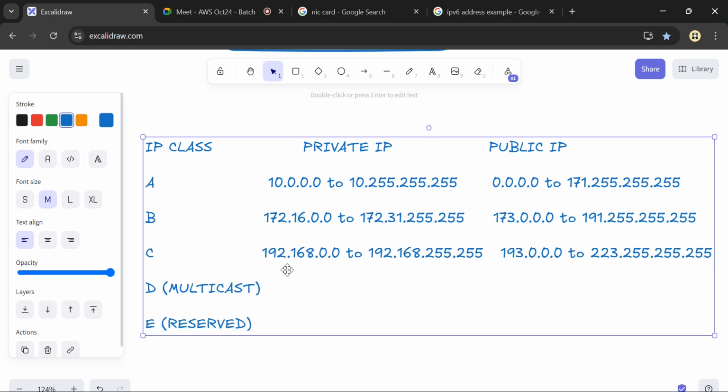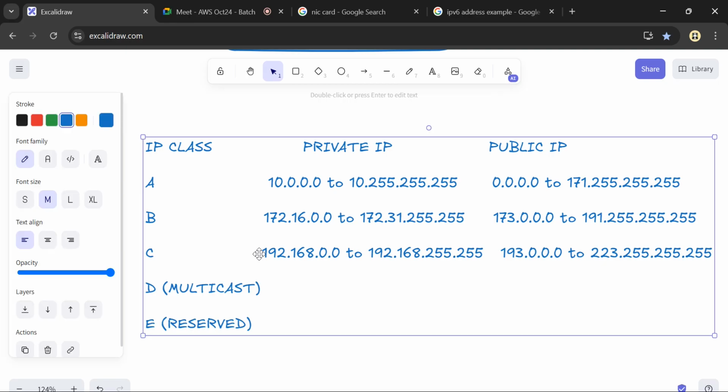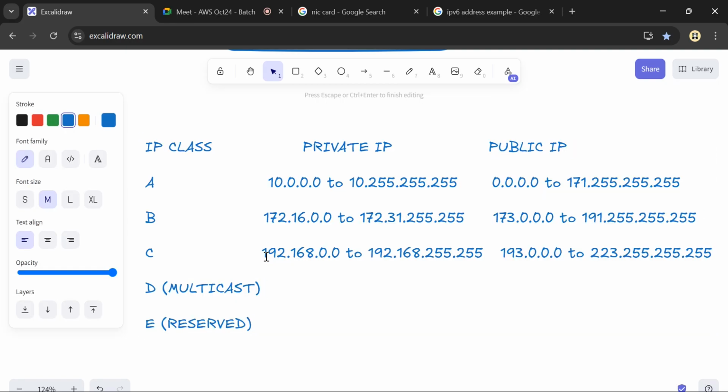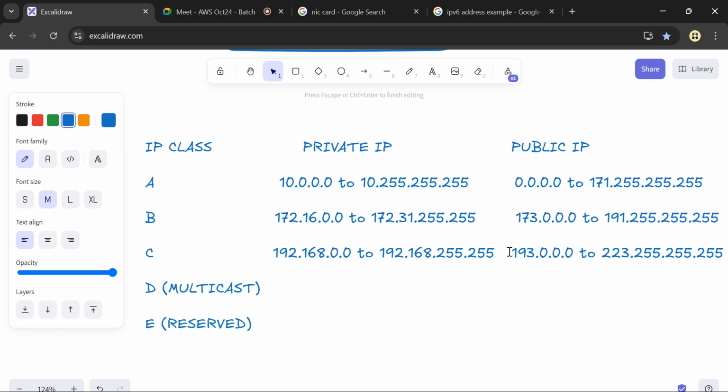Okay, so this is the class ABC that is commonly used. You can see here class ABC is something that is open to the public, and they can use these IPs from class ABC. Now, this class D and class E that you can see here, these are some special IPs and they are not open to the public.